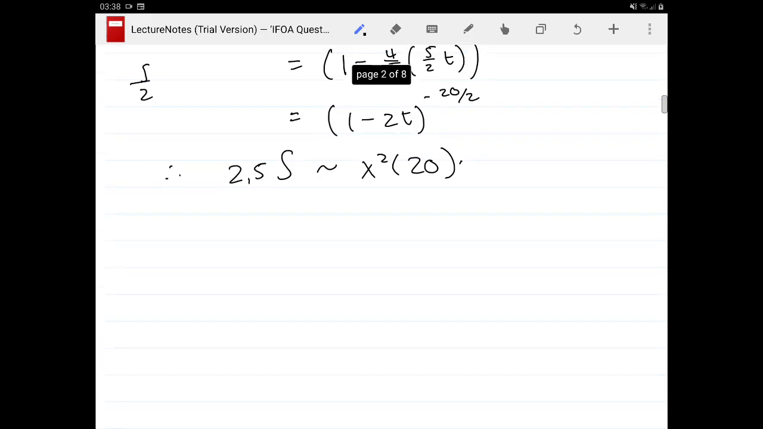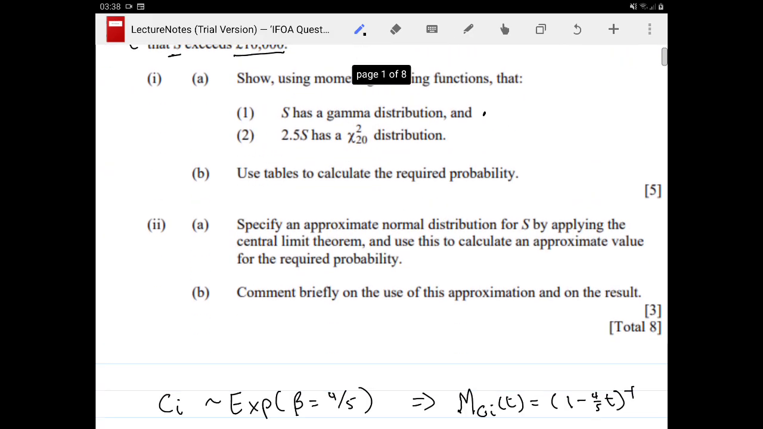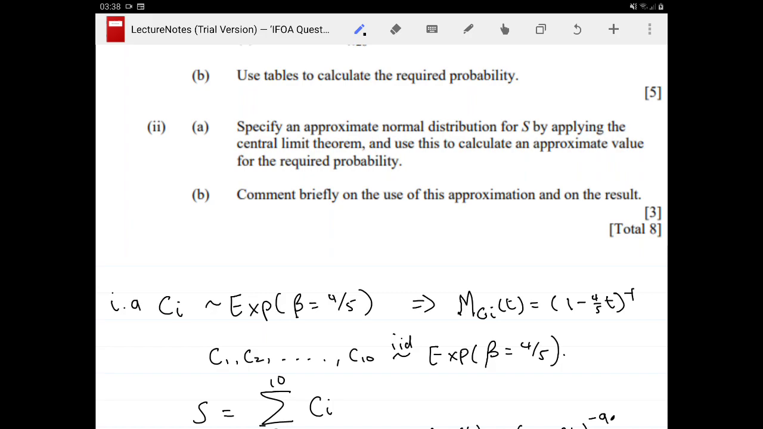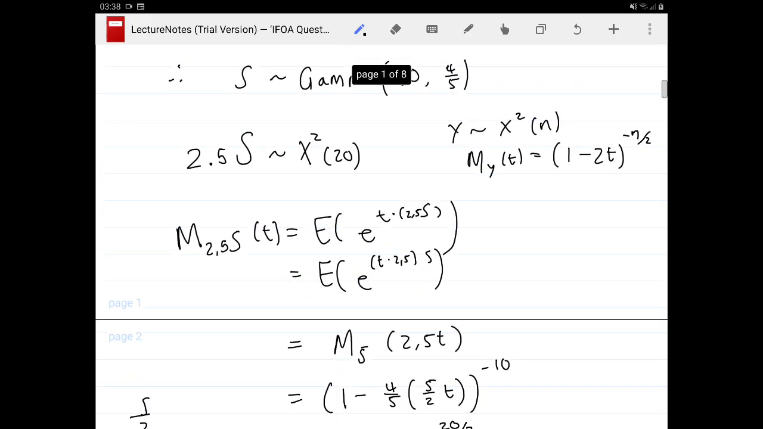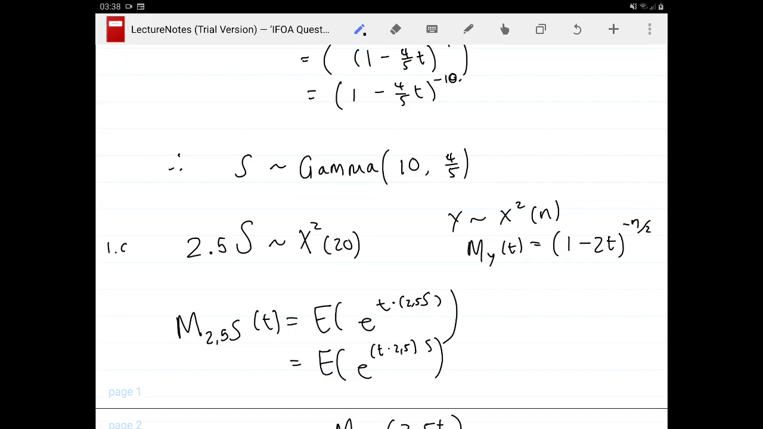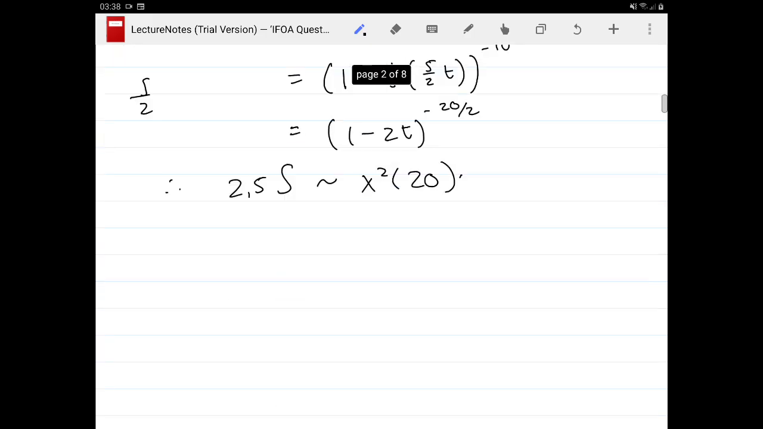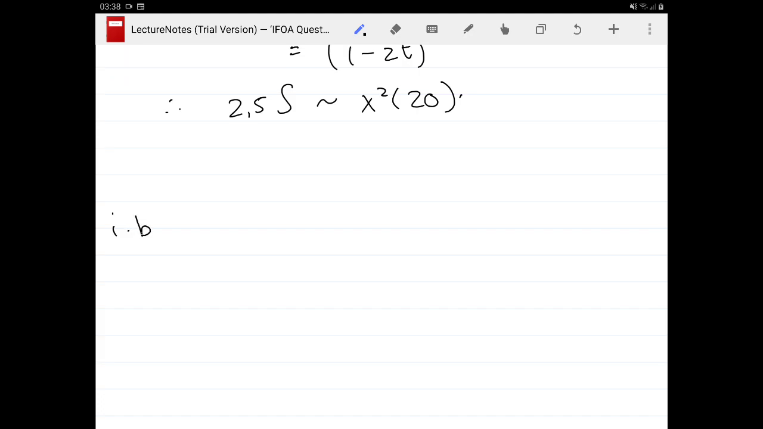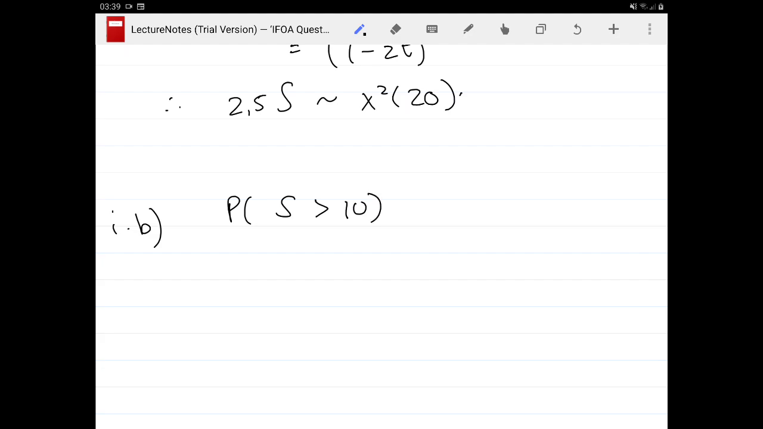So let me just actually write what these are. So this is IA1, right, and then this one over here is IA2, and now we're on IB. So the required probability that we're trying to calculate is that S, the sum of our claim amounts, is greater than 10,000. But as I said before, because our random variables are in units of 1,000, this is the same thing as S is greater than 10.